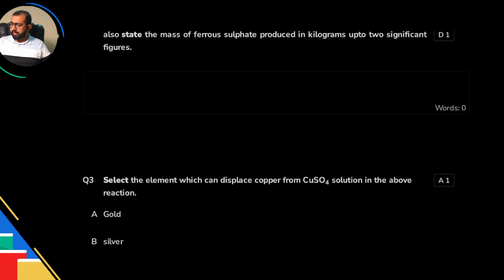Alright, so I start with 8 grams of iron. I have this equation: iron plus copper sulfate makes copper plus iron sulfate. And I can clearly see that the equation is balanced, 1:1. Now there are multiple ways of solving this. I'm going to go with the most popular method, which is a 3-step process.